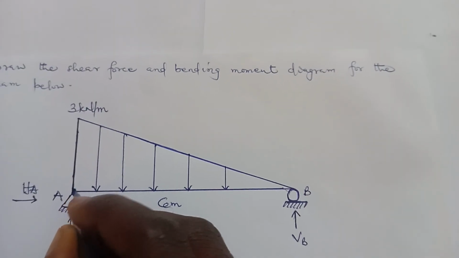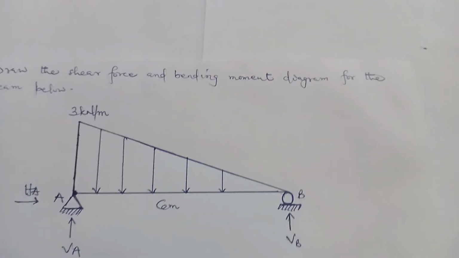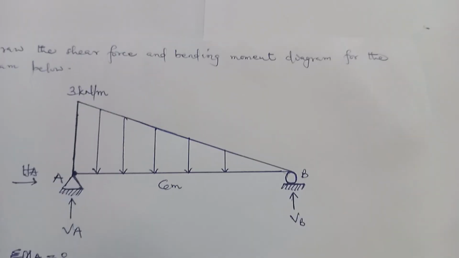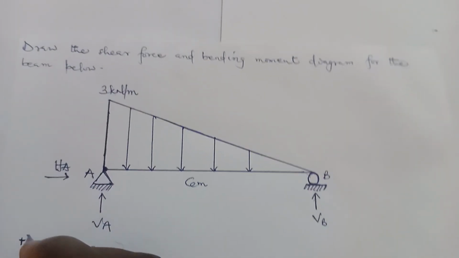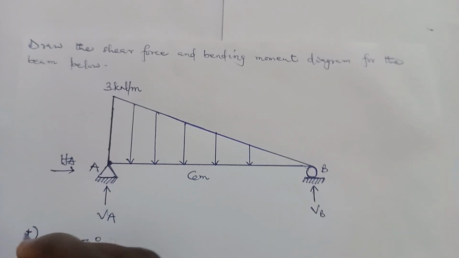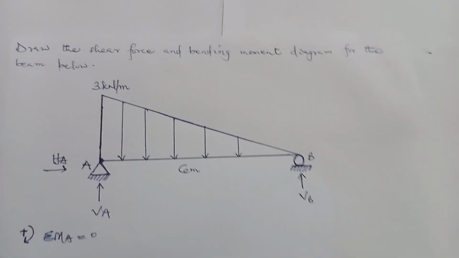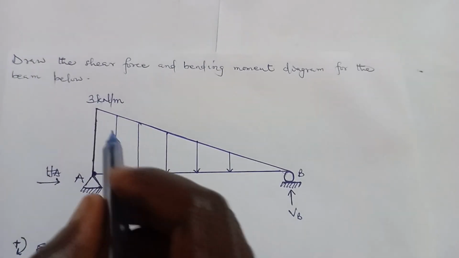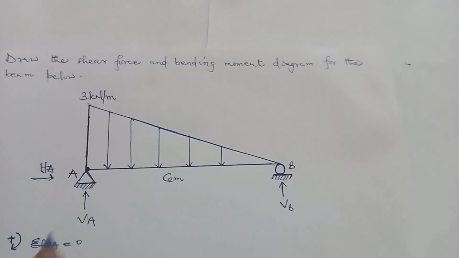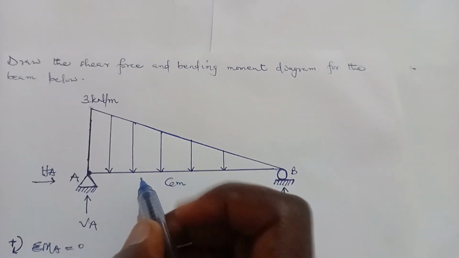So we'll take moment about A. So sum of moments about A should be equal to 0. And we are taking clockwise moments as positive. So this whole triangular load is going to cause a clockwise moment. Because it's clockwise, it's going to be positive. But to get the moment, it should be the force times the distance.